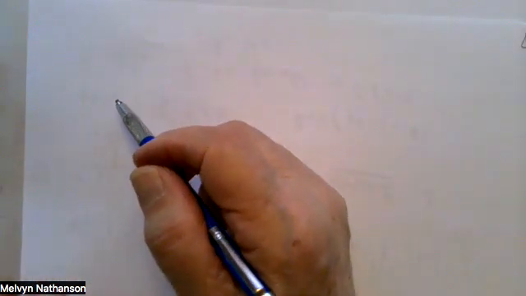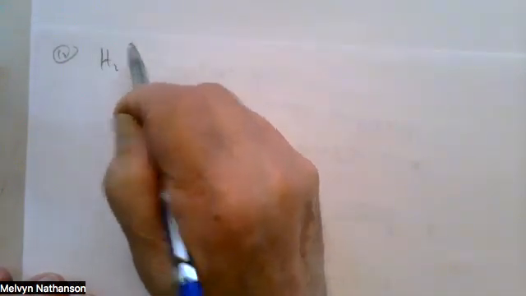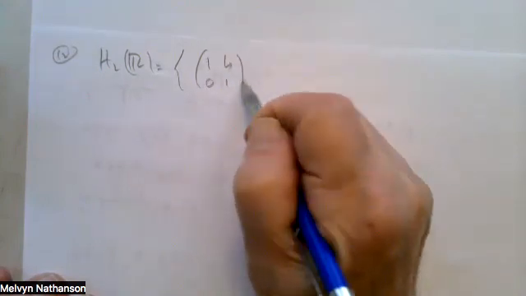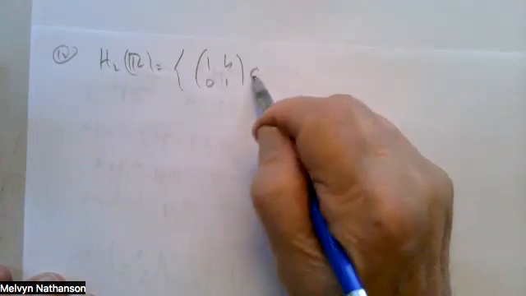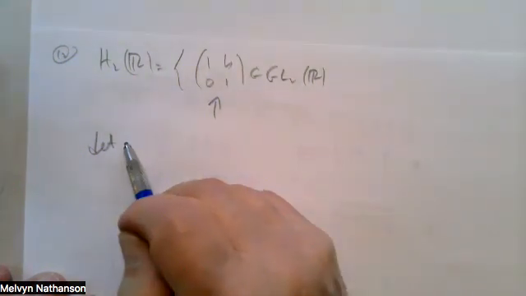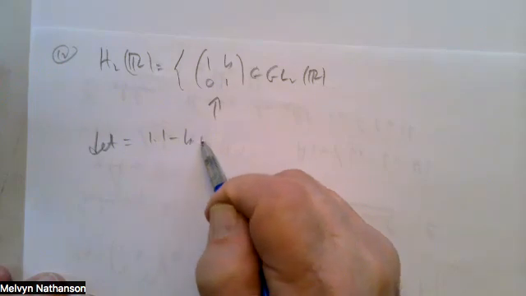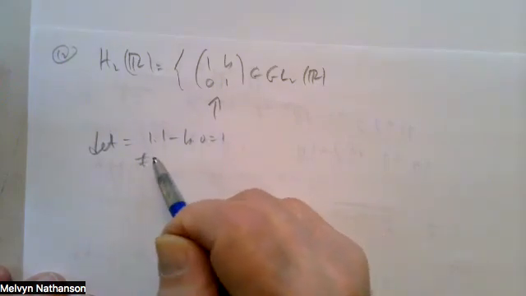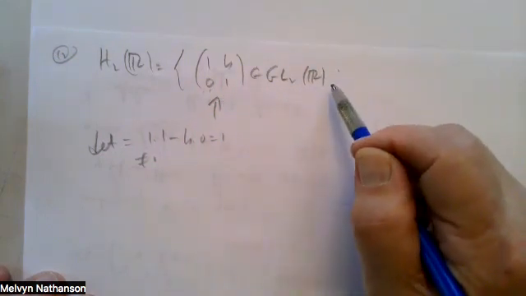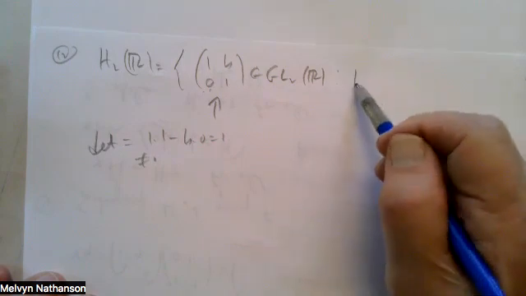Problem 12 is to look at a subgroup H2 of R, which is the set of all matrices [1, B; 0, 1] in GL2(R). Notice for this matrix, the determinant is 1 times 1 minus B times 0, which is 1, which is not 0. So this is a matrix in GL2(R), and I look at all such matrices for all numbers B.